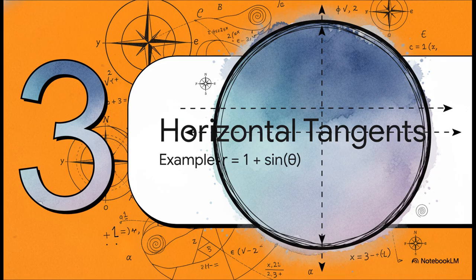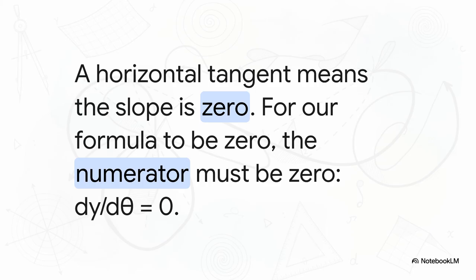We're going to start by finding the horizontal tangents for one of the most famous polar curves out there, the cardioid, r equals 1 plus sine theta. Okay, first things first, what is a horizontal tangent line? It's a line where the slope is 0. And for a fraction to be 0, what has to be true? The numerator, the top part, has to be 0. Simple as that. We don't even have to worry about the denominator right now. We just need to solve dy over d theta equals 0.